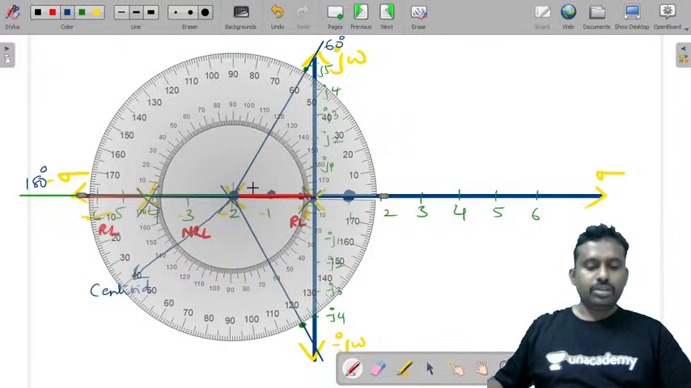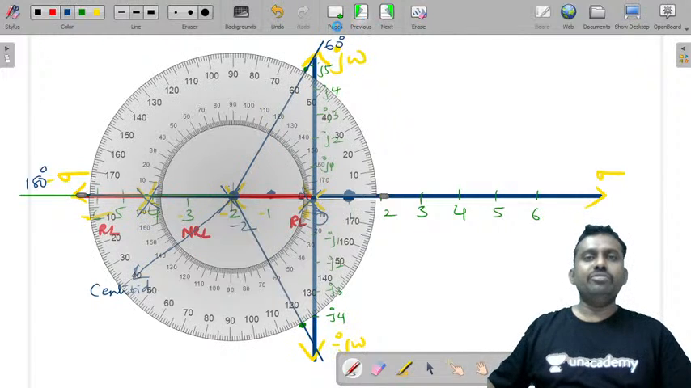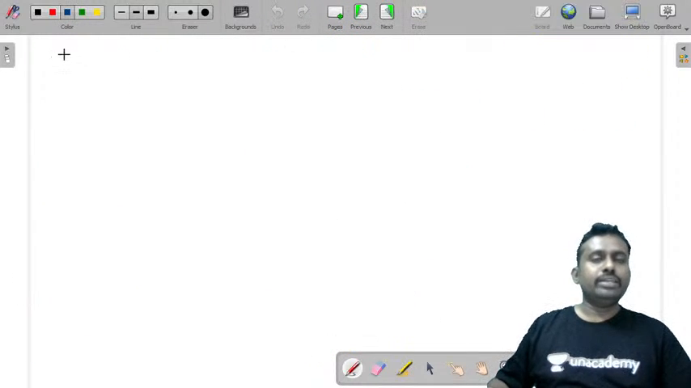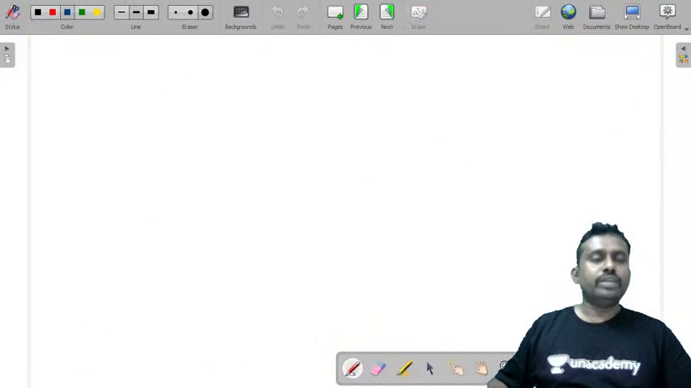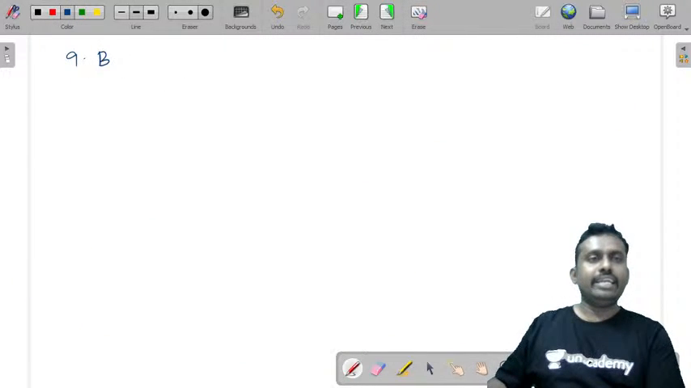After this, because we have a breakaway point in between these two, 0 and minus 2, we need to find what the breakaway point is. So let us find the breakaway point. The ninth step would be finding the breakaway point. How do you find that?